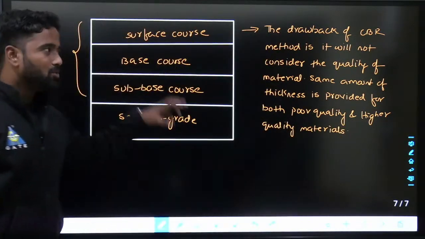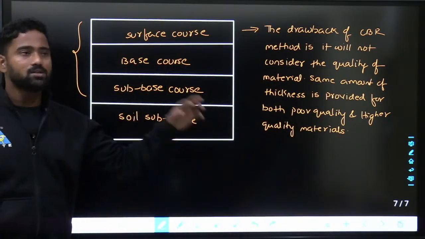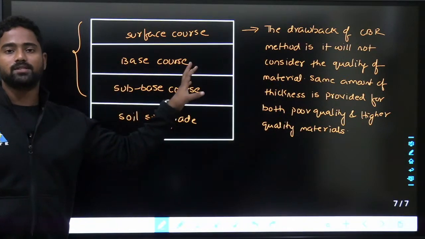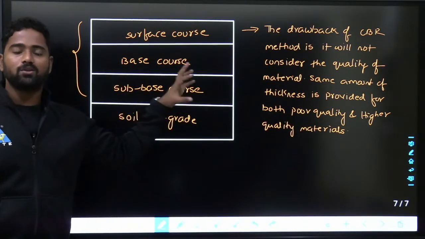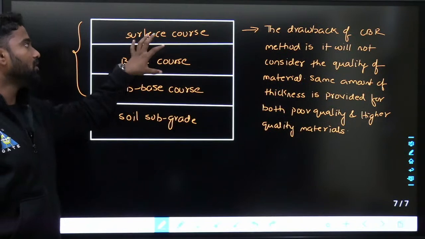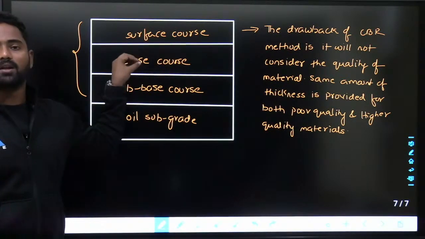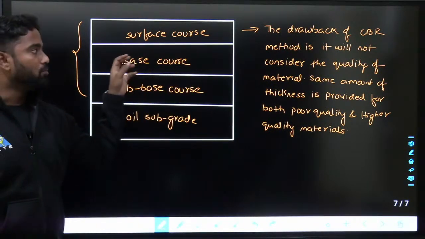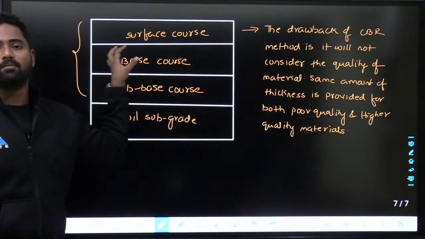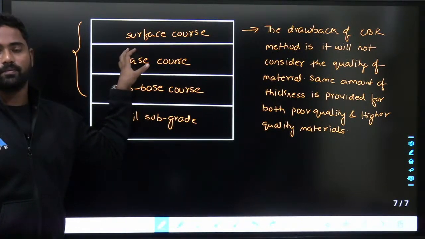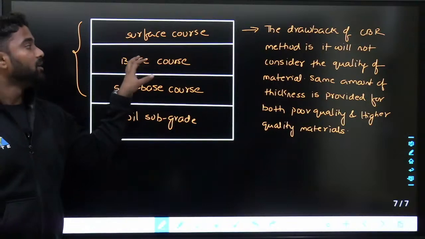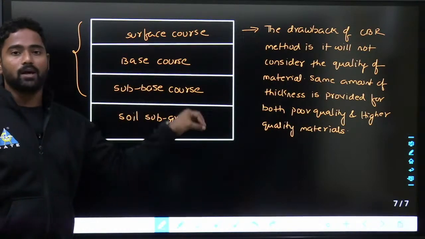That means if you are using marbles also, you will provide the same thickness. If you are using stones also, you will provide the same thickness. If you use sand also, you will provide the same thickness. So, it will not consider the quality of the material. Fine. For both qualities, it will provide the same amount of thickness. Any doubts in this, you can ask me.